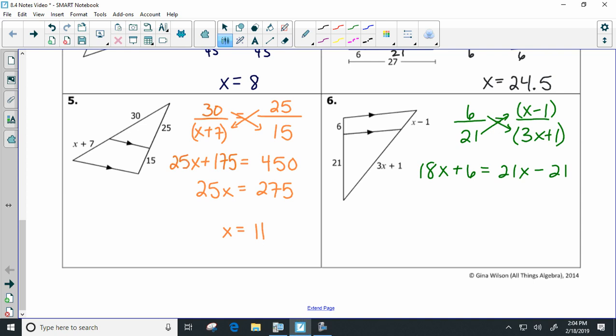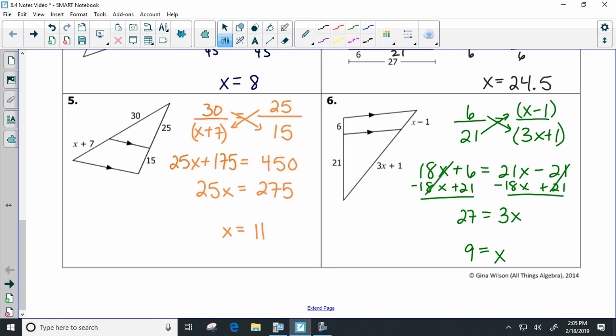I'm going to subtract 18x on both sides. I'm going to add 21 to both sides, all at the same time. So 6 plus 21 is 27. 21 minus 18 is 3x. Divide by 3. And I get x to be equal to 9.